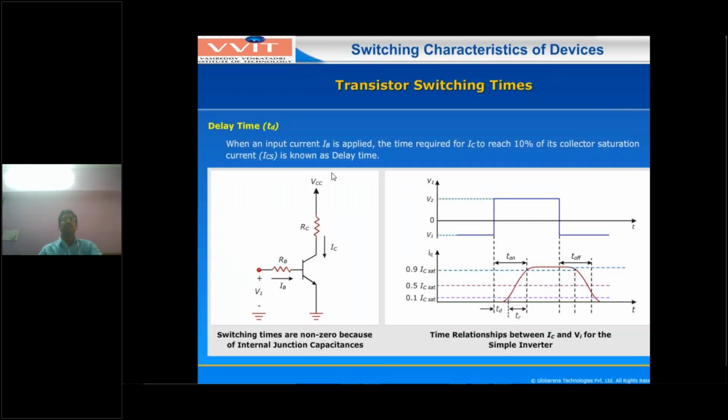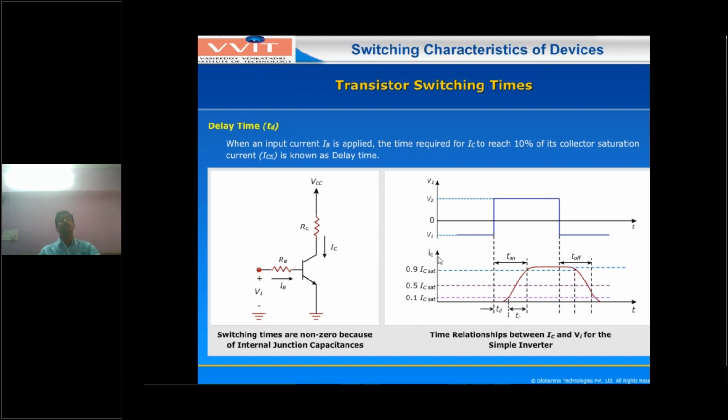This is a common emitter configuration. Here this is the input voltage waveform, a simple example where we apply a pulse waveform. This is the point at T equal to 0. At T equal to 0 minus, the input voltage is negative, at level minus V1. So the transistor is in the cutoff condition. Once it is in cutoff, IB is 0, and IC also will be 0, because IB and IC are related: IC equal to beta into IB. So IB 0 means automatically IC also will be 0.